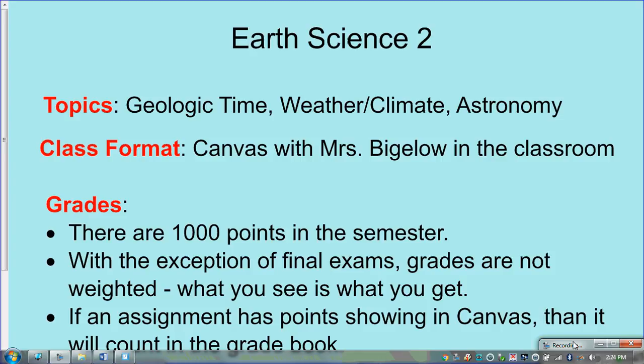The second topic is weather and climate. So we're going to look at the components of what makes up weather, and then we'll look at how long-term weather determines our climate. We're going to talk about weather systems and storms and hurricanes and tornadoes and all that kind of weather phenomena. And then in the fourth quarter, we're going to talk about astronomy.